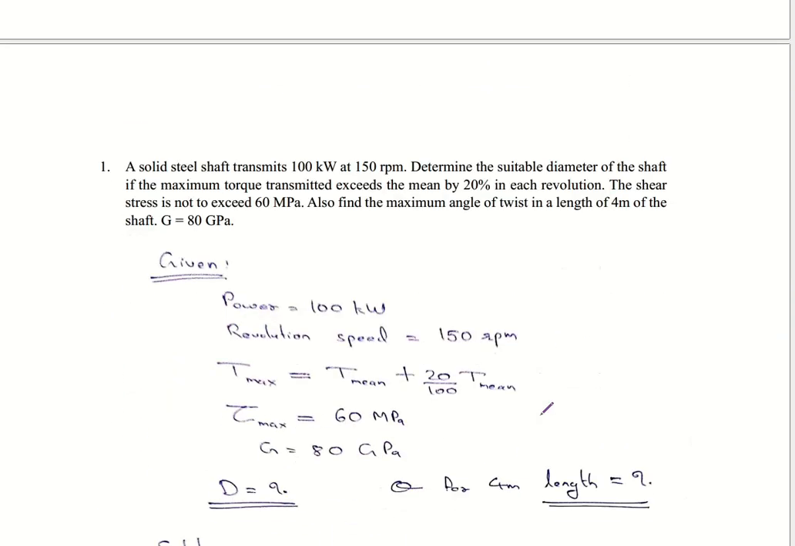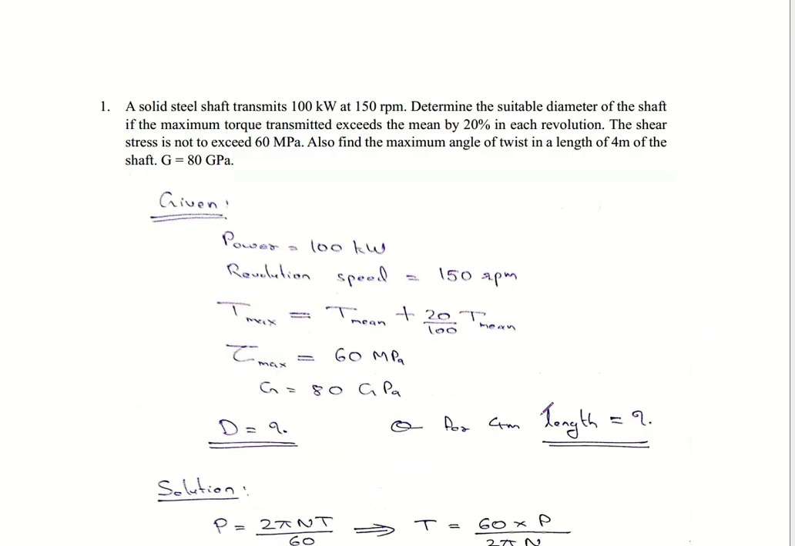So the first problem: a solid steel shaft transmits 100 kilowatt at 150 RPM. Here, the power transmitted is given, and also the RPM is given. Determine the suitable diameter of the shaft if the maximum torque transmitted exceeds the mean by 20% in each revolution. So we are asked to find the diameter of the shaft. Our objective in this question is to find the diameter.